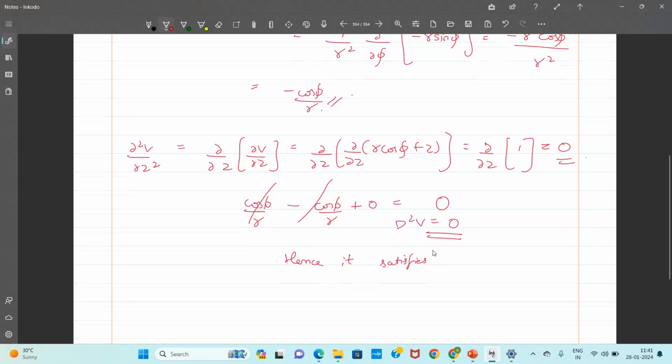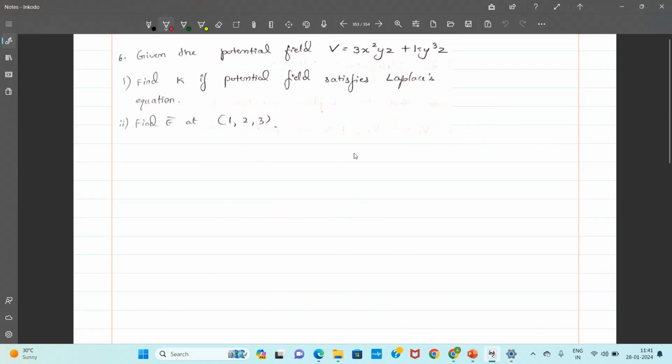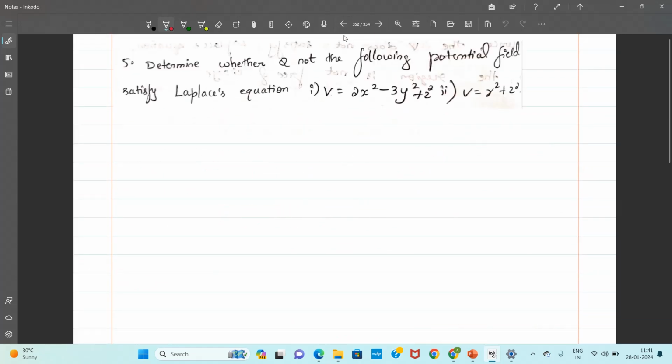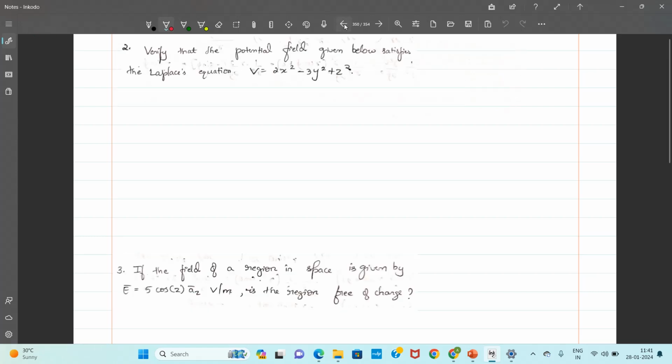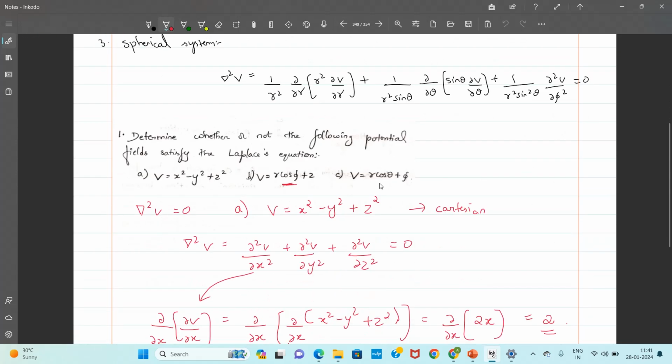Okay. So similarly you can try the third question. The third one was V is equal to R cos theta plus phi. This is now in spherical coordinate system. So use this equation to solve it and check whether it is satisfying or not. Okay, so you can try the third one and you can get the result for this. So this is your first problem. This is how you solve the Laplace equation problem.